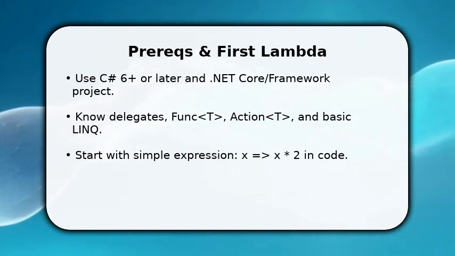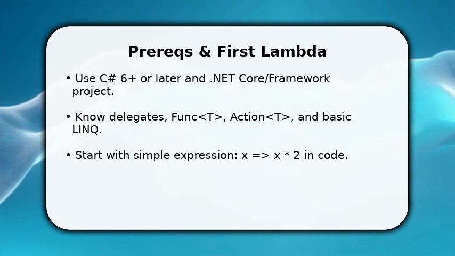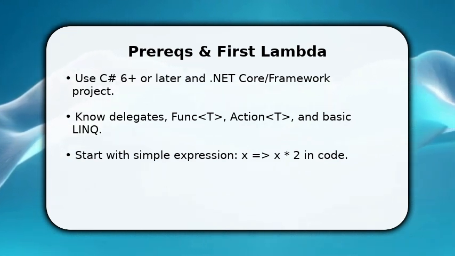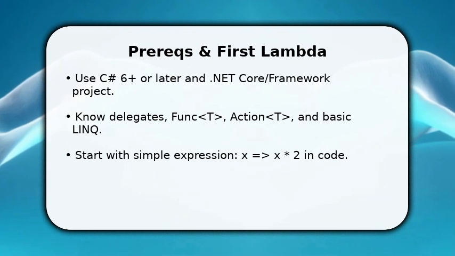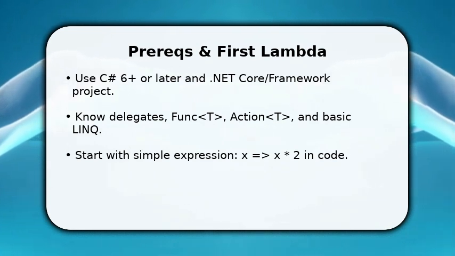Once done, experiment by replacing Func with Action for void returns, or by inferring types. var tripler = (int x) => x * 3. Make sure to compile and observe type inference in action.